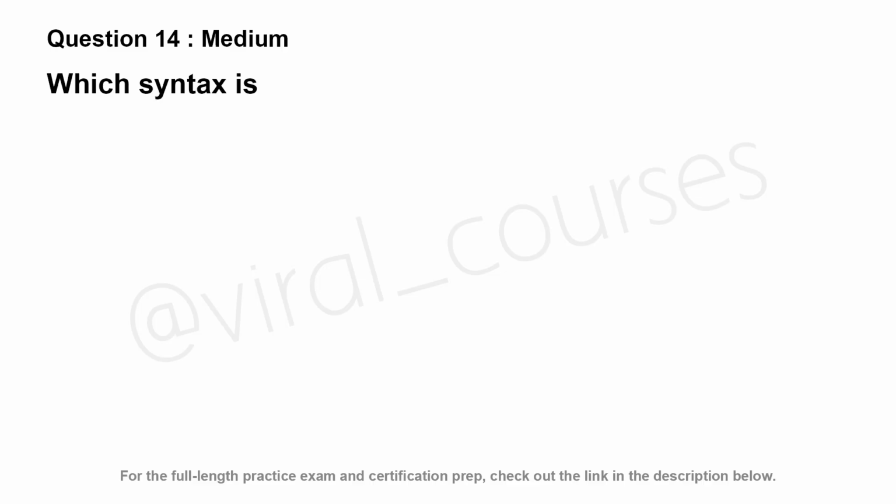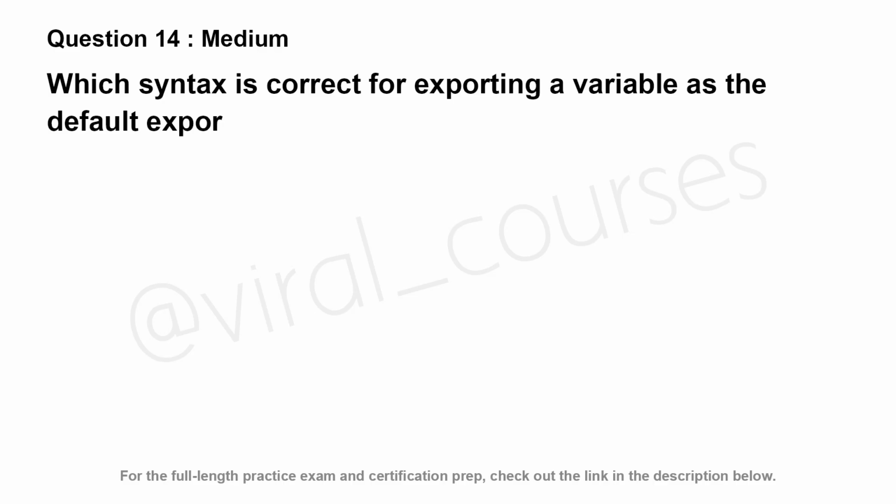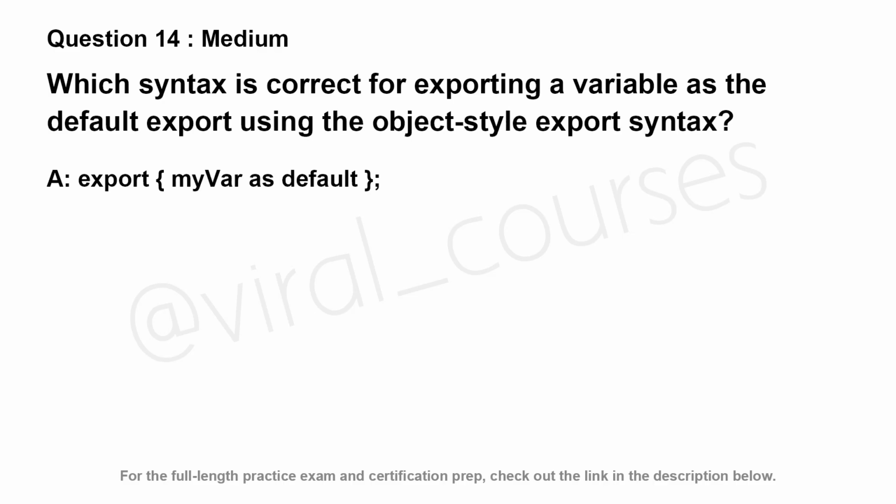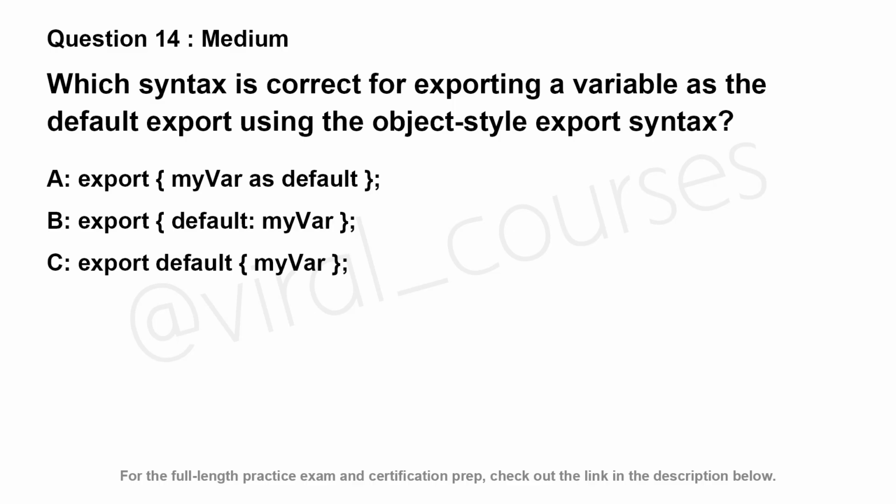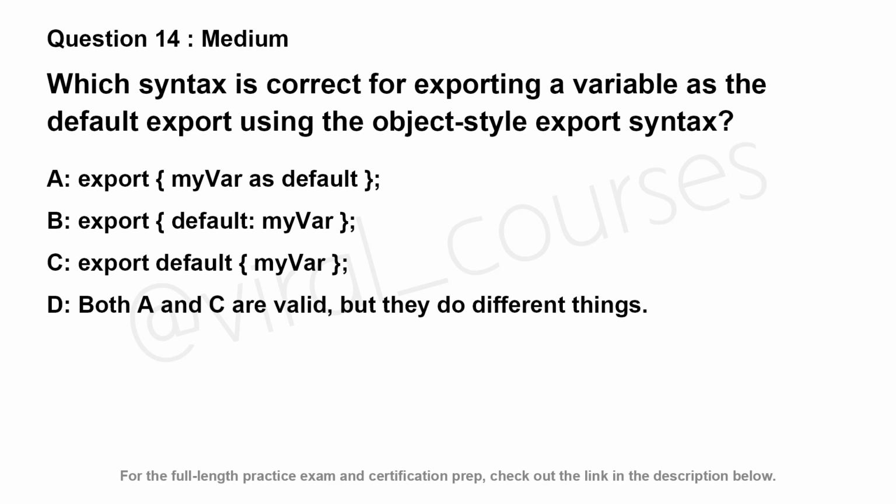Which syntax is correct for exporting a variable as the default export using the object style export syntax? Option A. Export { myVar as default }. Option B. Export default myVar. Option C. Export default { myVar }. Option D. Both A and C are valid, but they do different things.